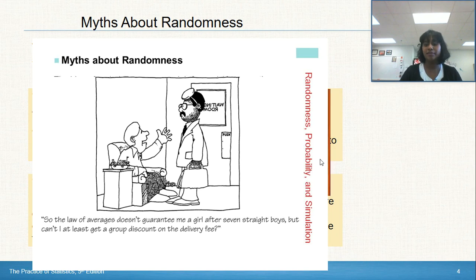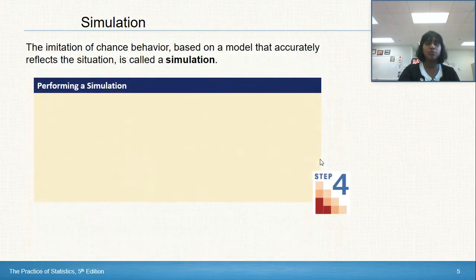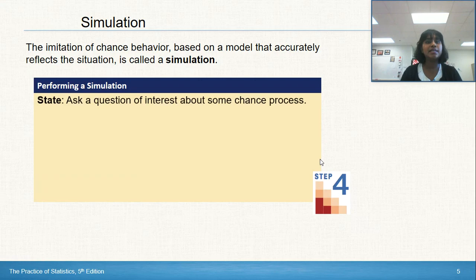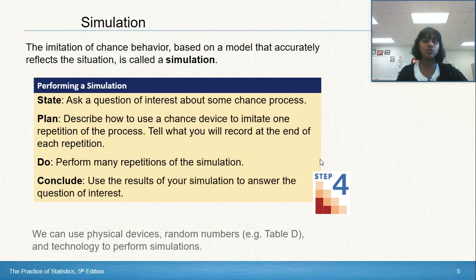So those are myths about randomness that I wanted to just pause for a moment and talk about. So let's get into simulation. Simulation is a very specific way to model chance behavior.